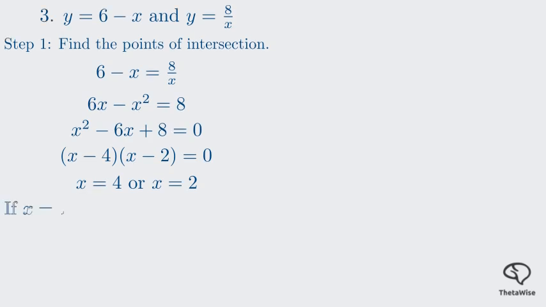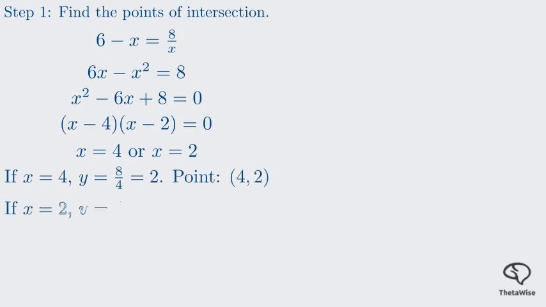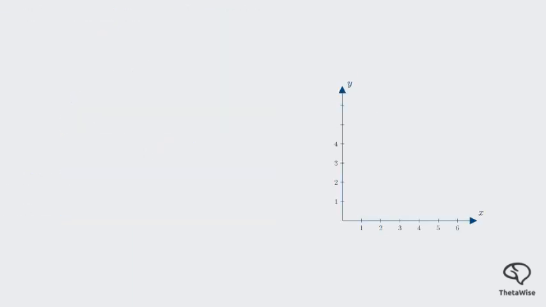When x is 4, y is 8 divided by 4, which is 2. So the point is (4, 2). When x is 2, y is 8 divided by 2, which is 4. So the point is (2, 4). Let's sketch the region. The hyperbola y equals 8 over x is in the first quadrant. The line y equals 6 minus x has a y-intercept of 6 and an x-intercept of 6. The bounded area is between the line and the hyperbola, between x equals 2 and x equals 4.